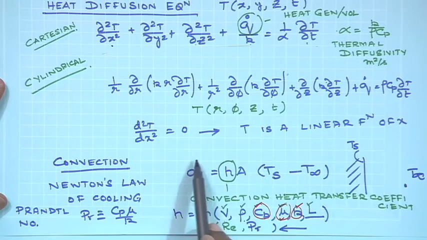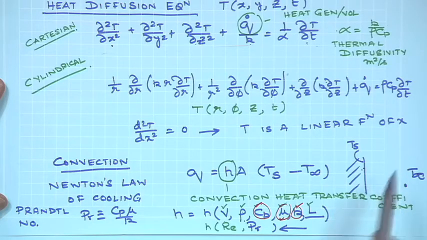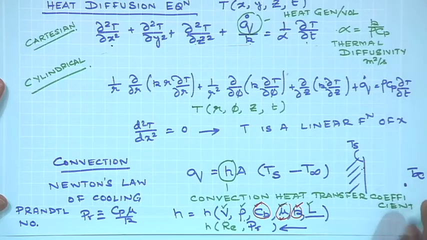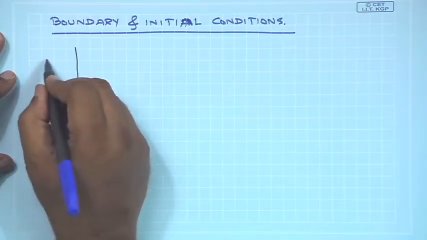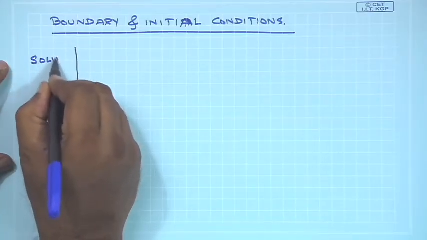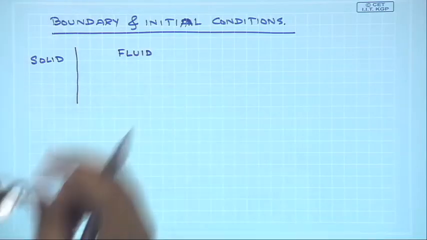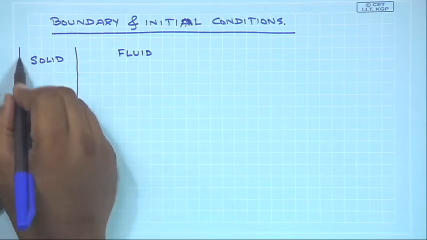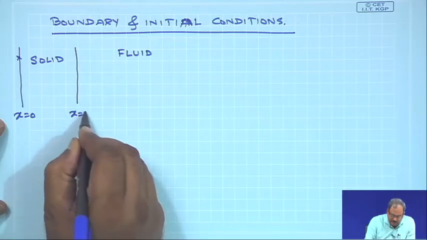the Newton's law of cooling will decide how heat gets transferred between the solid and a moving fluid, which would help us in deciding what the boundary conditions are for this case. So, let us see what boundary and initial conditions one would get when you come across this. Let us say this is the solid, and on this side I have a fluid, and in the solid, let us say this is my x equals 0 and this is x equals L.